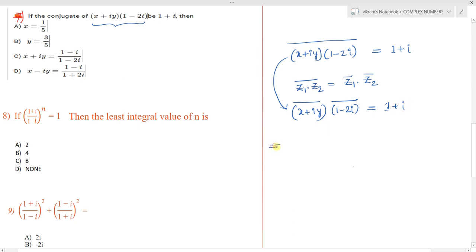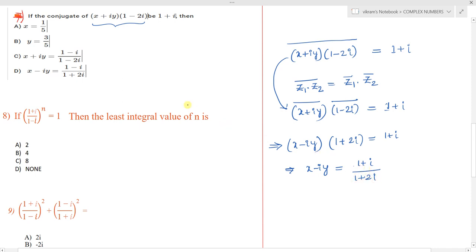So what is the conjugate of x plus iy? Change the sign of the imaginary part and you get x minus iy. And the conjugate of 1 minus 2i is 1 plus 2i, so x minus iy into 1 plus 2i equals 1 plus i. From this, x minus iy can be written as 1 plus i by 1 plus 2i.